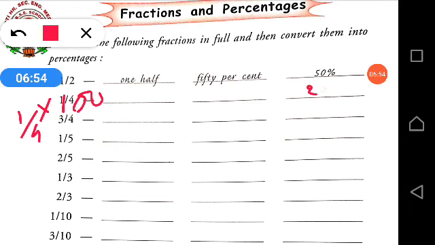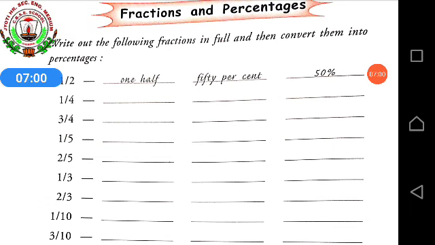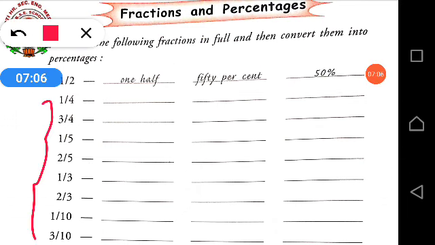You will get 25%. Understood how to do? In the same way, my dear children, you have to solve all these questions given over here. And then for checking purposes, when I give you the notes, you can check from there.